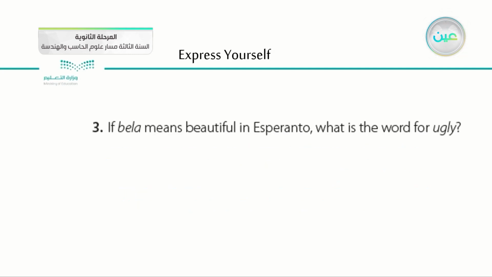Number 3, if Bella means beautiful in Esperanto, what is the word for ugly? We've learned that there is a prefix that we can use to give the word the opposite meaning. So the word Bella means beautiful in Esperanto. What should we add before the word? What is the proper prefix that we can add to give the word the opposite meaning? It's malbella. The prefix is mal.